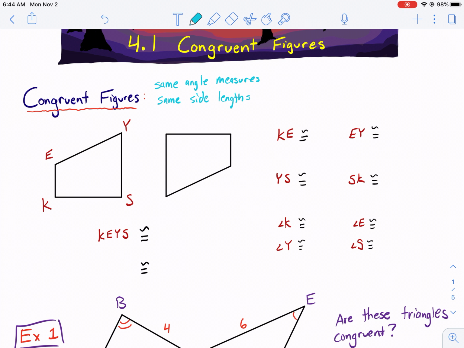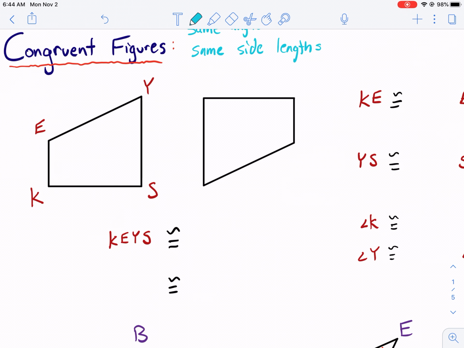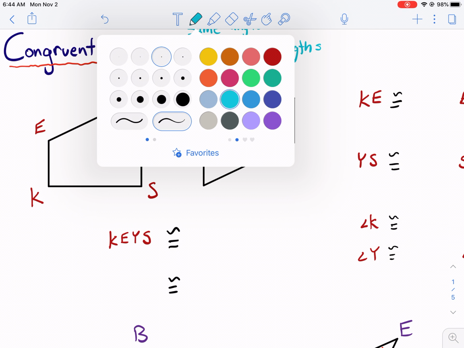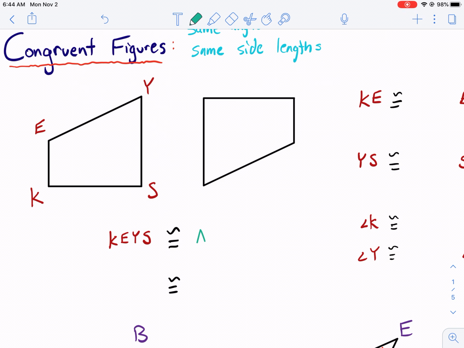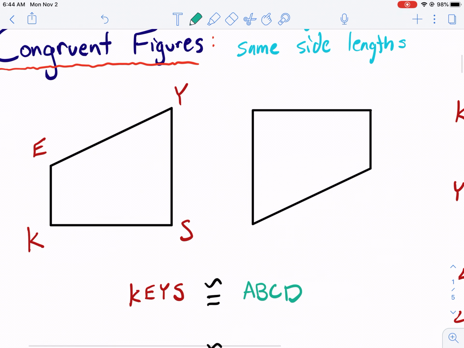Now, here we have the figure KEYS, and we could say it's congruent to another shape. Let's keep it simple for now. I hate being this simple, but let's call it ABCD. Okay, so we have ABCD congruent to KEYS, but now we have to make sure that the letters are in the same order in terms of their respective angles. What do I mean by that?